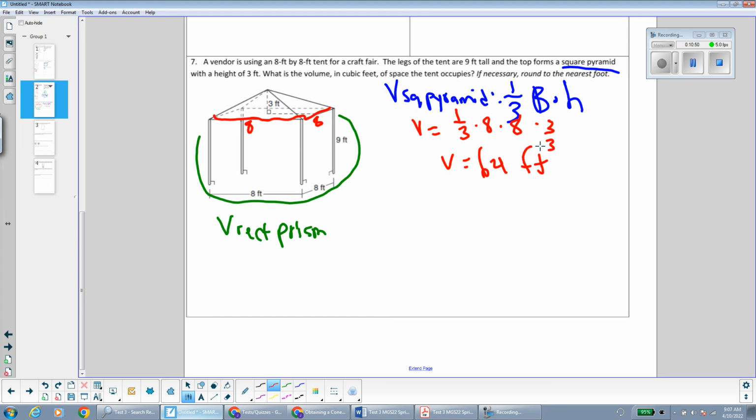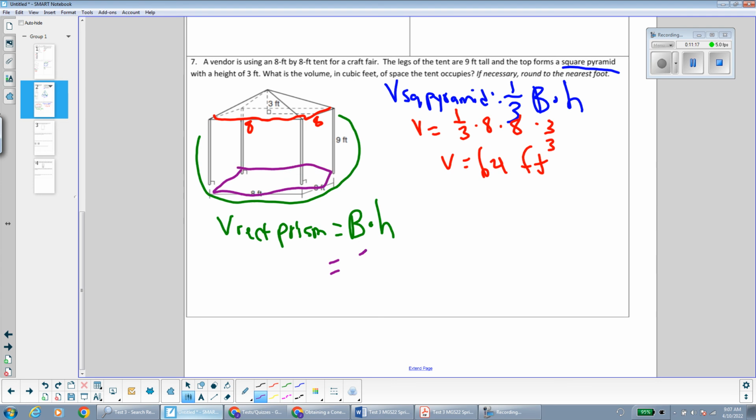Okay, now for the rectangular prism, the volume of any prism is area of the base times the height of the prism. So since it is a rectangular prism, I would say maybe a square prism because these are both the same. Either way, it's a prism. So the area of the base would be 8 times 8, so it's a square. So I should have written square prism.